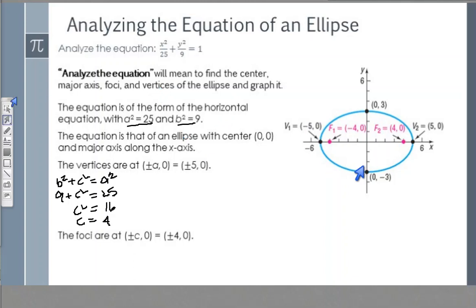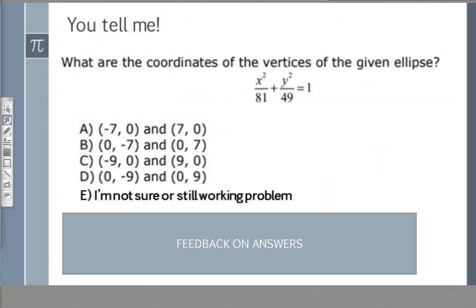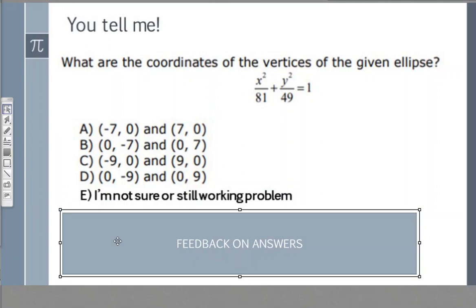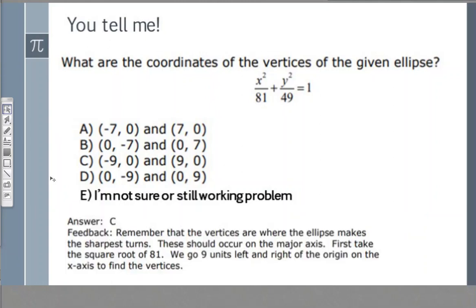I want you to pause for just a minute and see if you can tell me what are the coordinates of the vertices of the given ellipse. Okay, I'm hoping you paused it and checked that out. Let's see what our feedback is and what the correct answer is. Well, our correct answer is going to be C. I'll just put a little box around that.